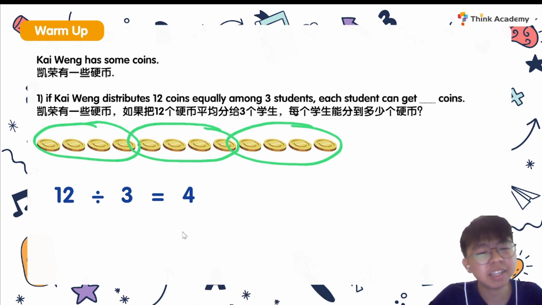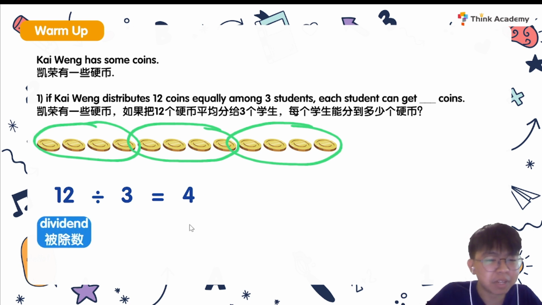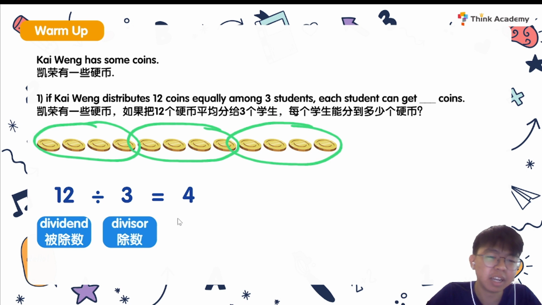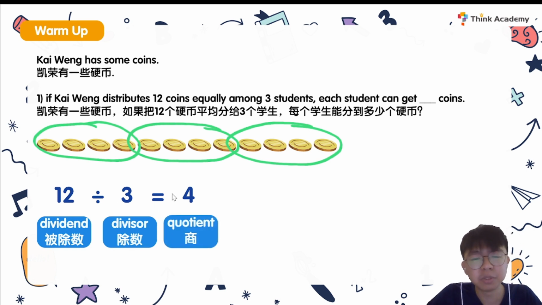So here, 12 is the total number of coins, which we call the dividend. And this is what we call the divisor, which means the equal groups here. And also the quotient, which means how many coins are in a group.